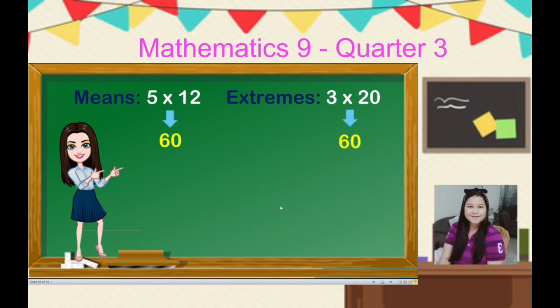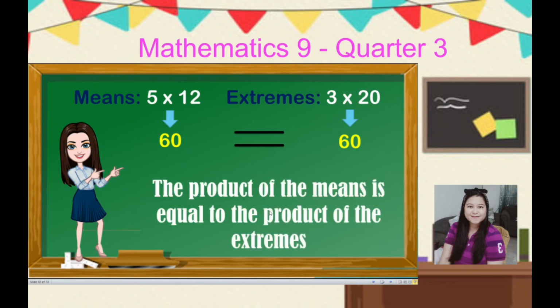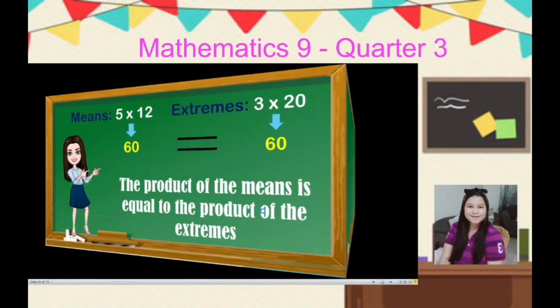So, what have you noticed? When we multiply the extremes and the means, we get equal products. Okay? We get equal products. So, the product of the means is equal to the product of the extremes. So, kung makikita nyo naman, equal nung pinag-multiply natin yung means at saka yung extremes.